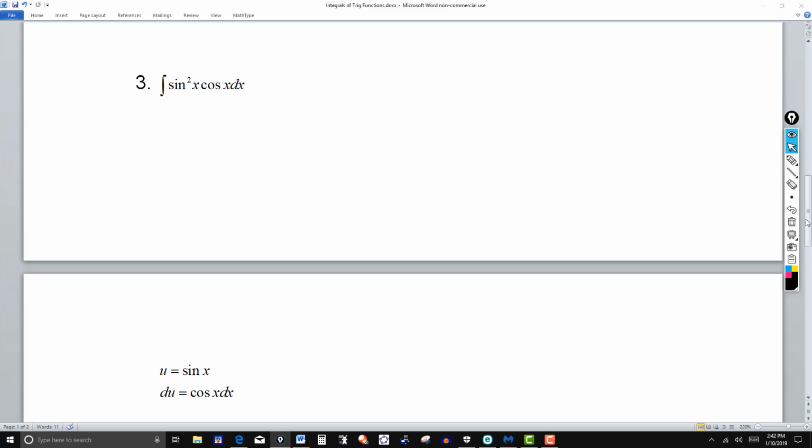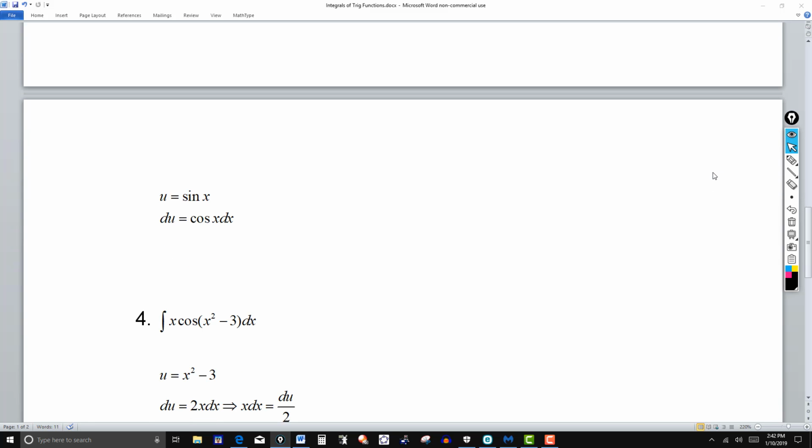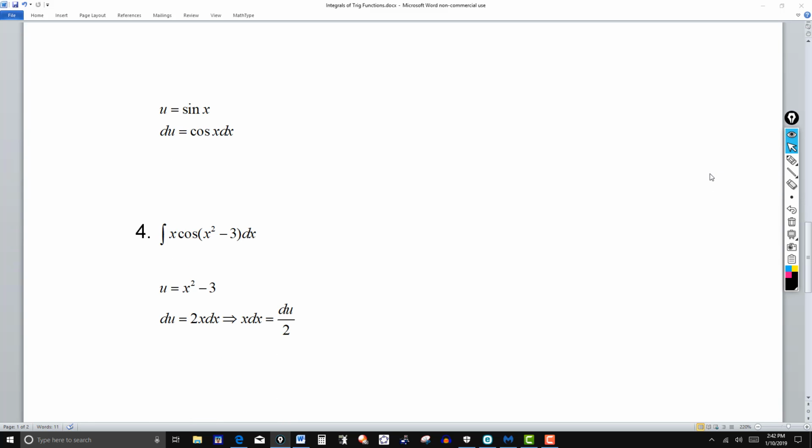And then the last one that I have here in this video, again, pretty straightforward. You have x cosine x squared minus 3 dx. This one should be fairly obvious. You see the derivative of x squared is 2x. You have an x there, but that's okay. Doesn't matter what other constant you have, this procedure is going to work, because if I let u equal to x squared minus 3, differential will give me then 2x dx.